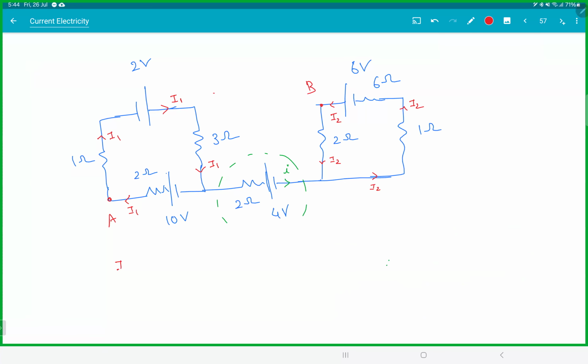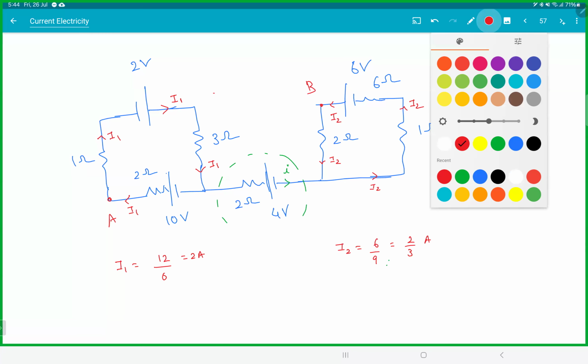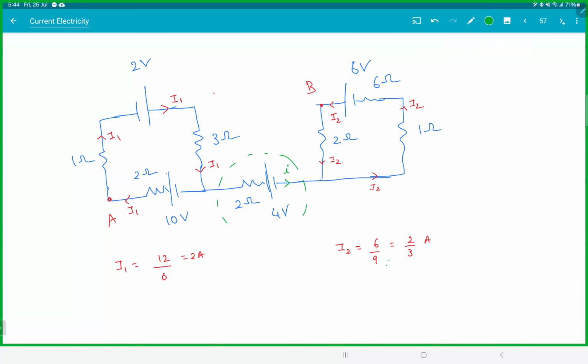Find the current here. I1 would be, applying Kirchhoff's law here, 10 plus 2, that is 12, since both the batteries are in the same polarity, divided by 6, that is 2 ampere. I2 will be 6 by 9, 2 by 3 ampere. And now you want to go from A to B. So let's take this path. We will go in that path from A to B.